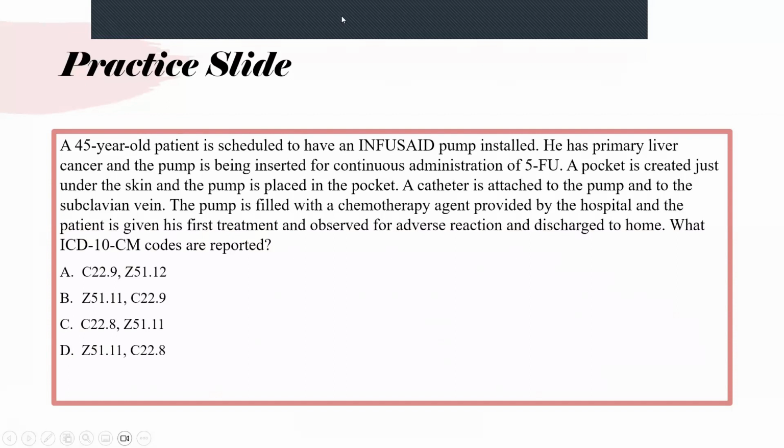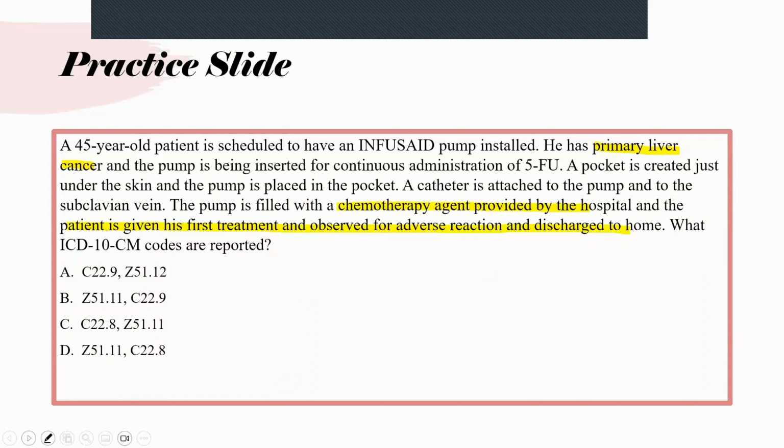Okay, so we have a patient here for treatment. Hopefully you had a moment to read it over. The patient has primary liver cancer, okay? And the patient is getting the chemotherapy agent, which is his first treatment, and then he's going to be observed and sent home. Did you choose A, B, C, or D?